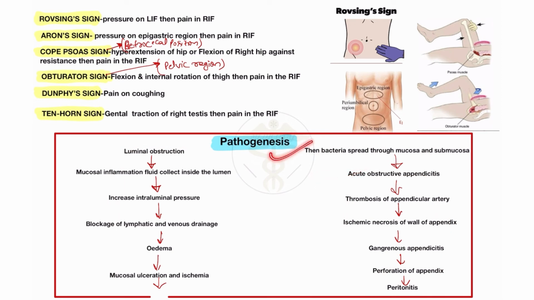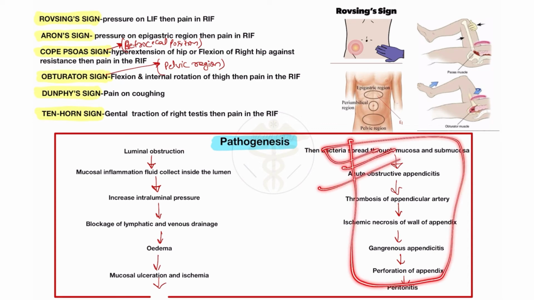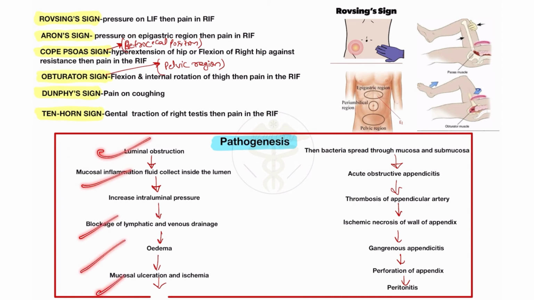So this is the pathogenesis, how bacteria spread into the appendix and how inflammation occurs. So this is the pathogenesis of acute appendicitis.